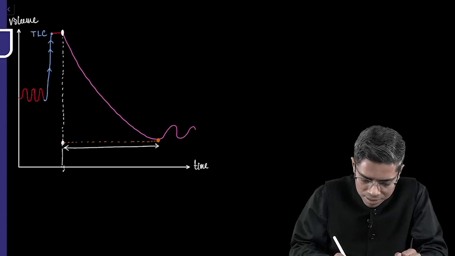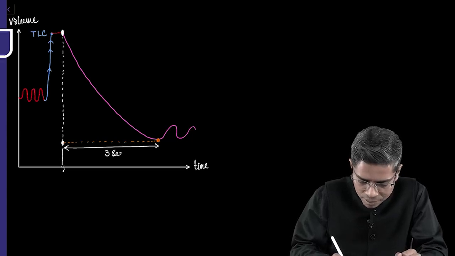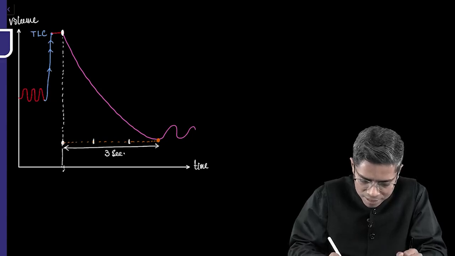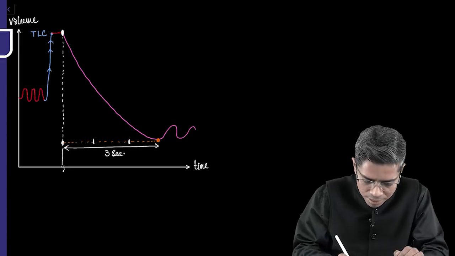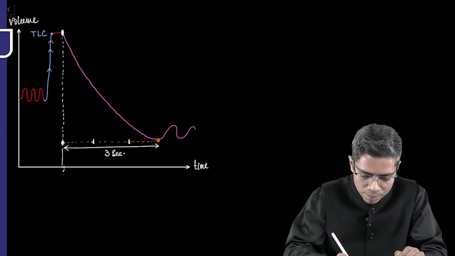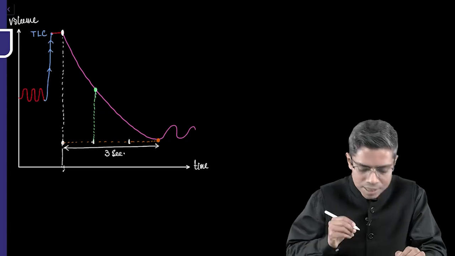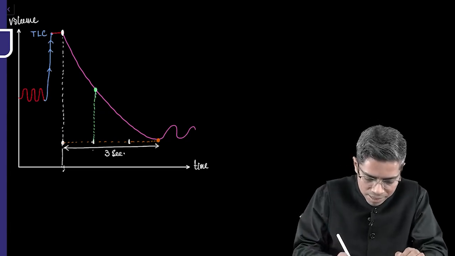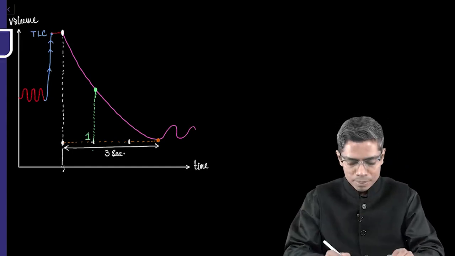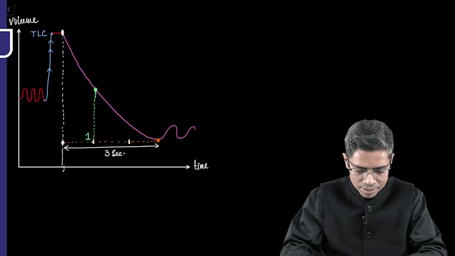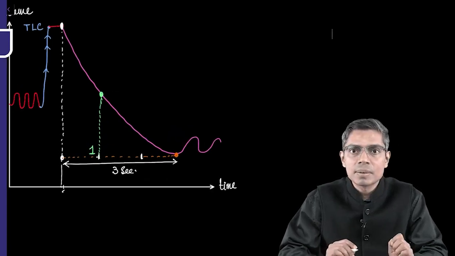So suppose this is 3 seconds. Now I am dividing this 3 seconds into 3 parts. So this total time scale I am dividing into 3 parts. Now I am dropping one perpendicular from this 1 second point onto this recording curve. So this is the 1 second point. From here I am dropping a perpendicular on this curve, and you find that it is cutting the curve at a particular point.